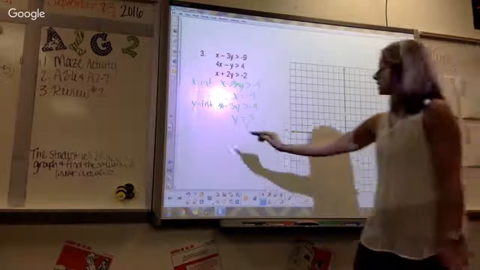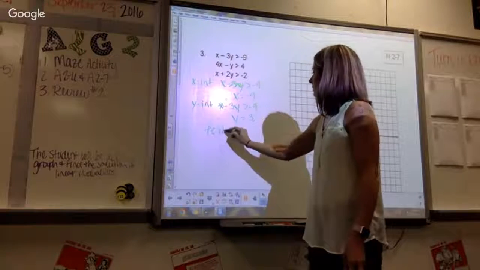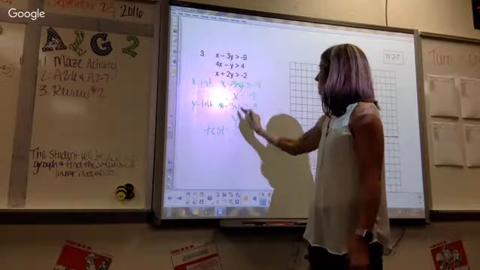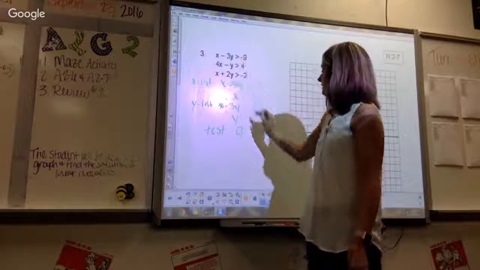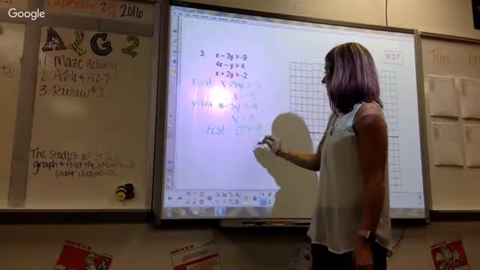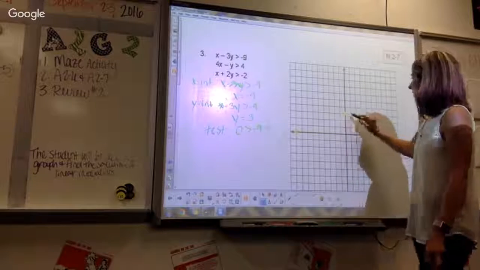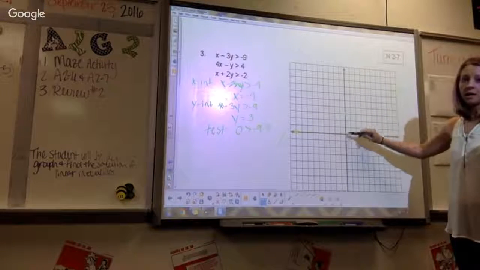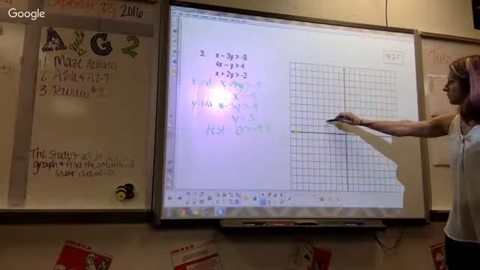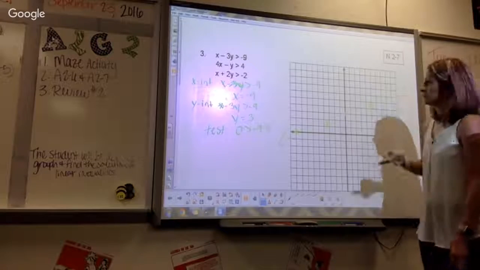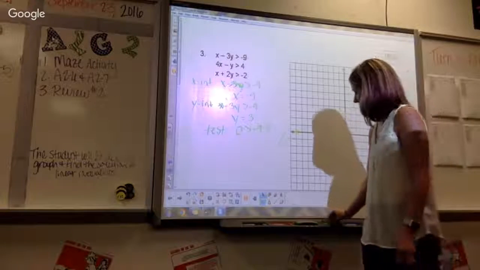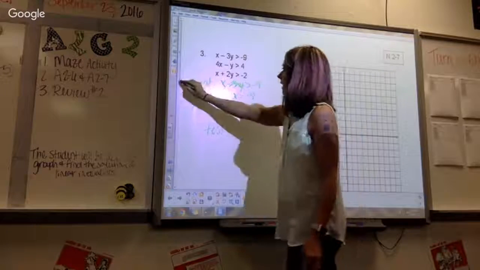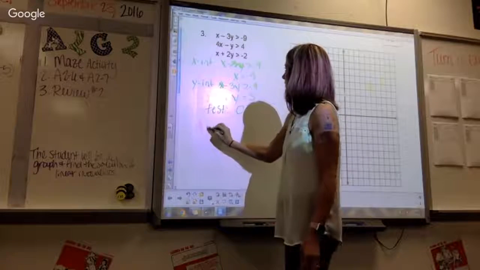And when you plug in a test point, I'm going to plug in 0, 0. So 0, that's what you'd end up with on the left side, is greater than -9. That is a true statement. 0, 0 is below the line, and it's true, so that means we would have to shade below. So I'm going to draw those arrows there. Okay, looking at this second one.